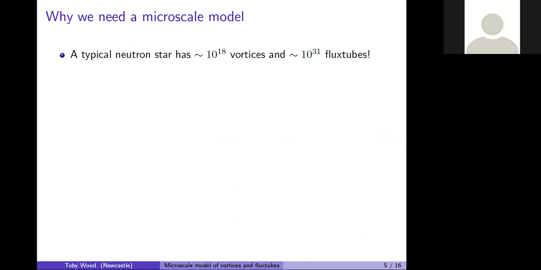So if we know what the overall rotation and magnetic field of these objects is, then we can infer roughly how many vortices and flux tubes there must be. And we come up with ludicrously large numbers. 10 to the 18 seems pretty big, but in a way that's actually quite a small number. 10 to the 30 or 31 is definitely a very big number. And this tells us that for each neutron vortex, there's about 1 trillion or more flux tubes.